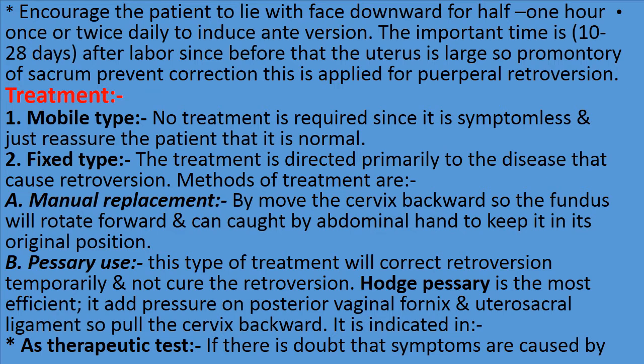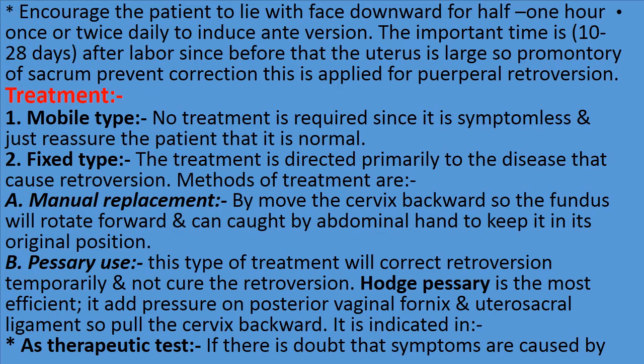What are the methods of the treatment? A. Manual replacement. If the uterus still has some degree of mobility, we can correct it by moving the cervix backward, by introducing 2 fingers in the vagina and pushing the cervix backward, so the fundus will be rotated forward and can be caught by the abdominal hand to keep it in its original position.